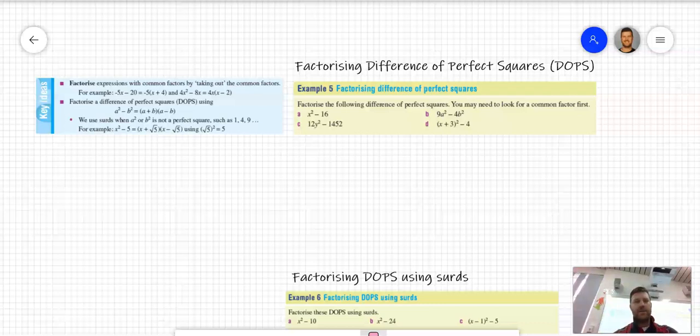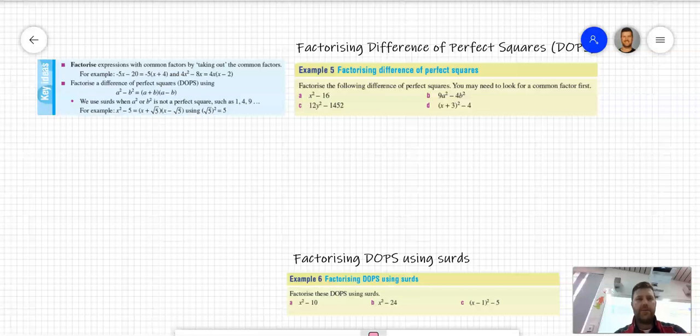Alright, so last lesson, guys, we did look at factorising by taking out common factors. Okay, and I asked you to do that homework sheet. Today we're going to factorise difference of perfect squares.